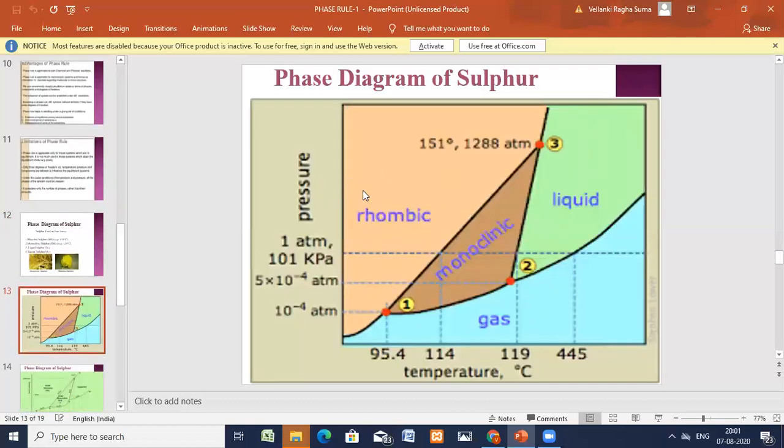Here is the phase diagram. The four phases: liquid sulfur, gaseous sulfur, monoclinic sulfur, rhombic sulfur, according to their temperature, are there. The four phases of the sulfur. This is the phase diagram of sulfur. Now I'm going to explain the phase diagram of the sulfur.